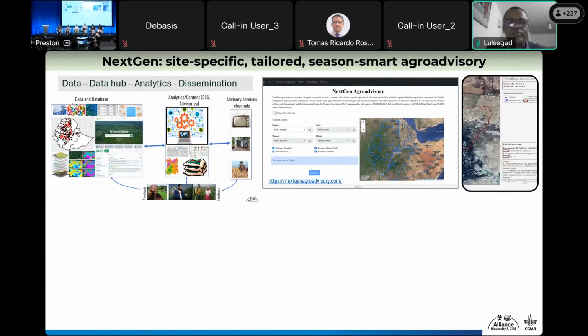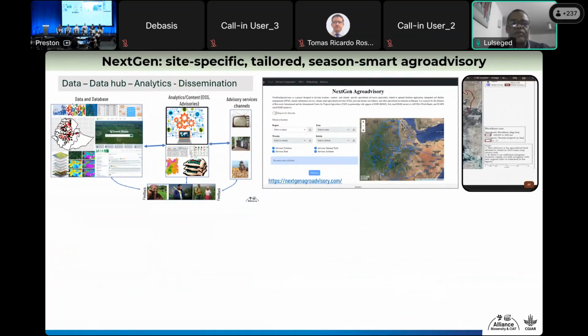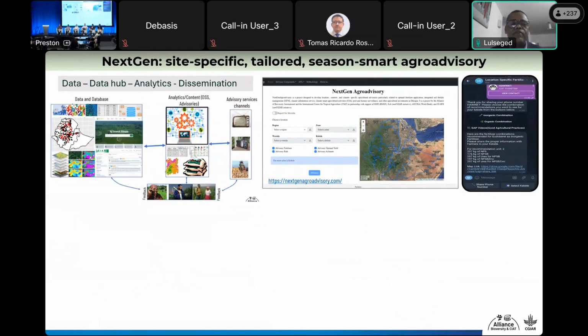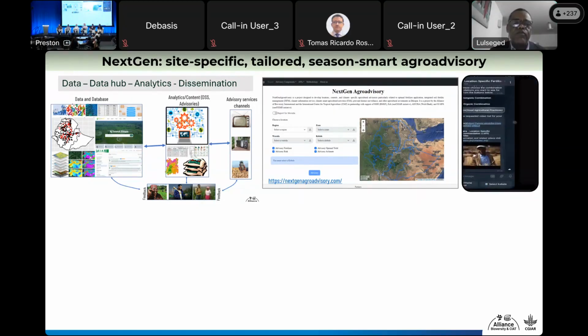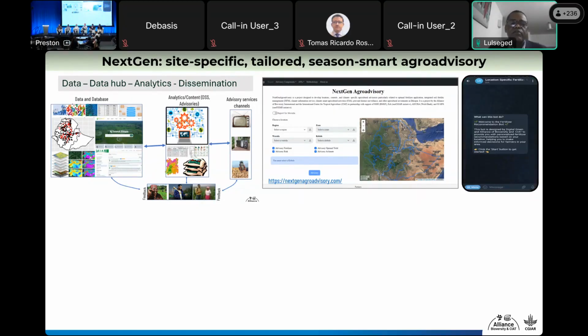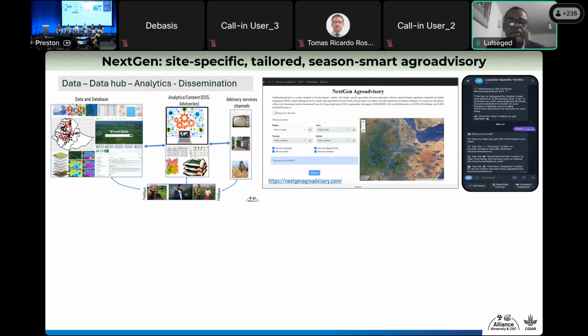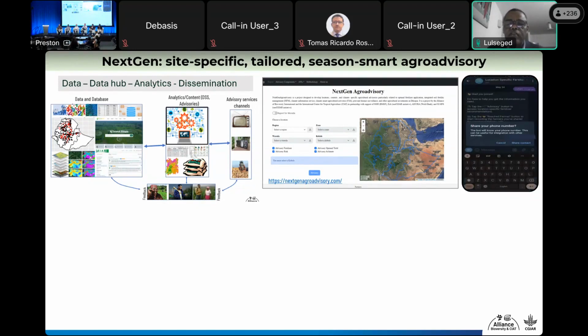So the first step was to bring all those data sets together from different sources and develop an advisory system by integrating farmer input applied at different locations related to landscape, climate, covariates, and develop using machine learning algorithm to develop that advisory system. So we called it Next Gen Advisory.